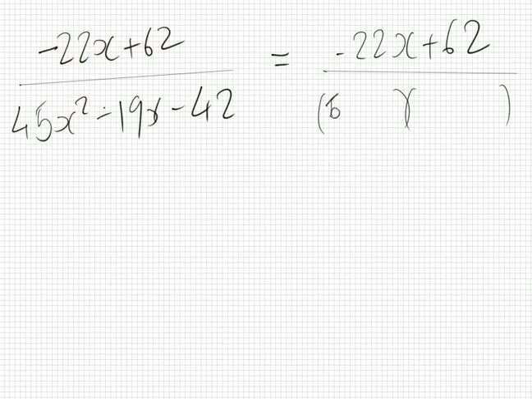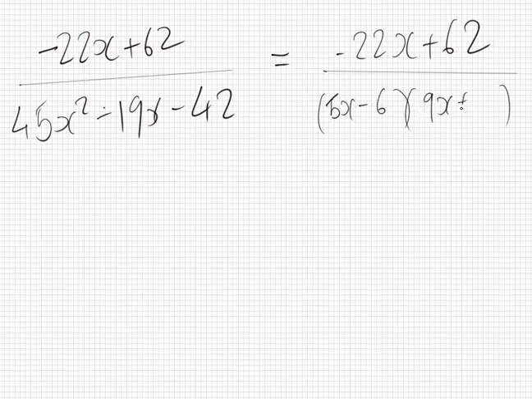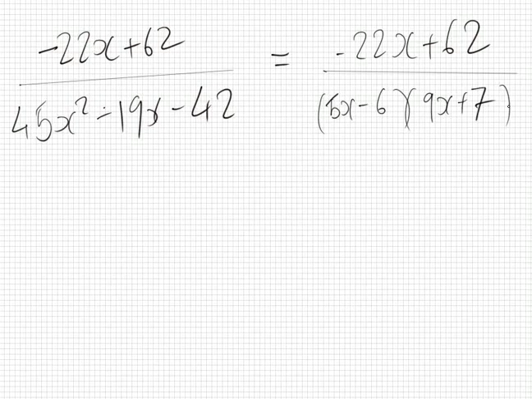6 over 5, so that'd be 5x minus 6. And the other one? Minus 7 over 9. Minus 7 over 9. 9x plus 7. Okay. By the way, the name of these are called proper partial fractions. I don't know if I said that at the start.